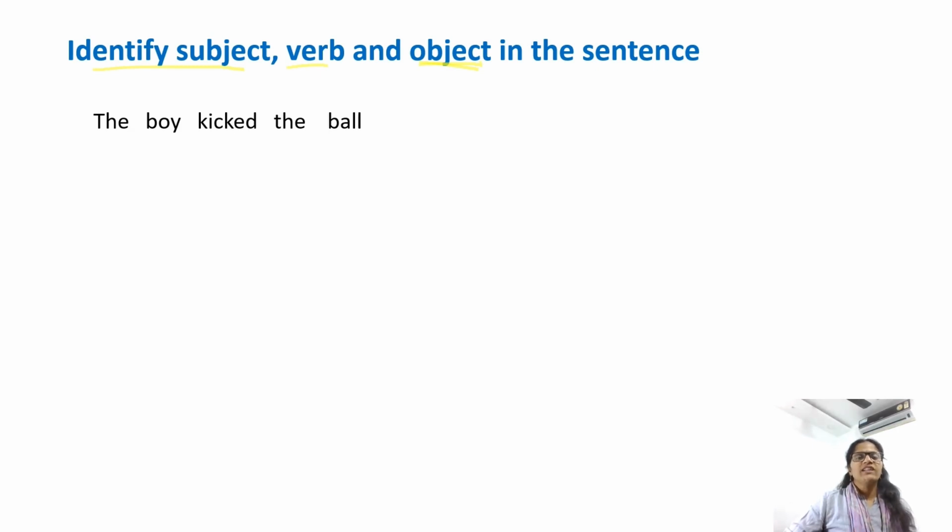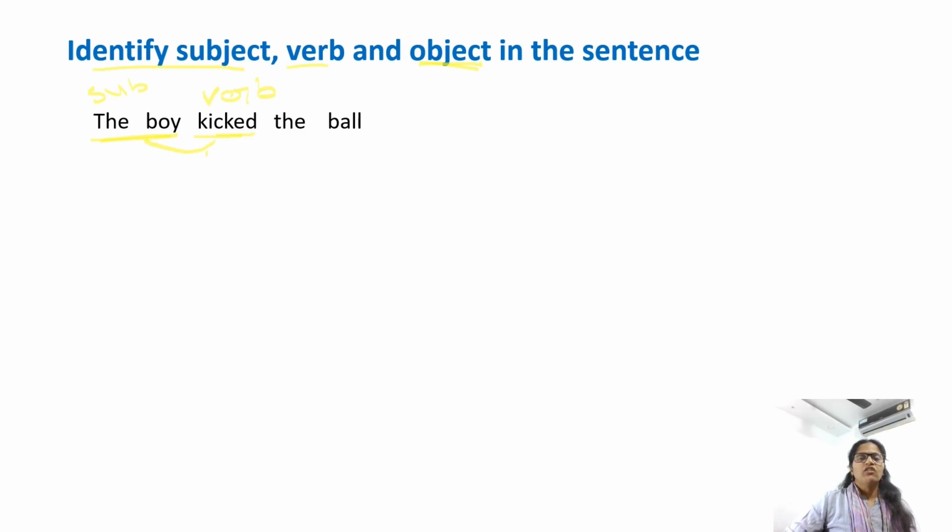Okay. Now, it is easy to find out verb in a sentence. Now, what is the verb here? Kicked is a verb. Ask a question. Who did that action? Who kicked? The boy kicked. Doer of the action is our subject.